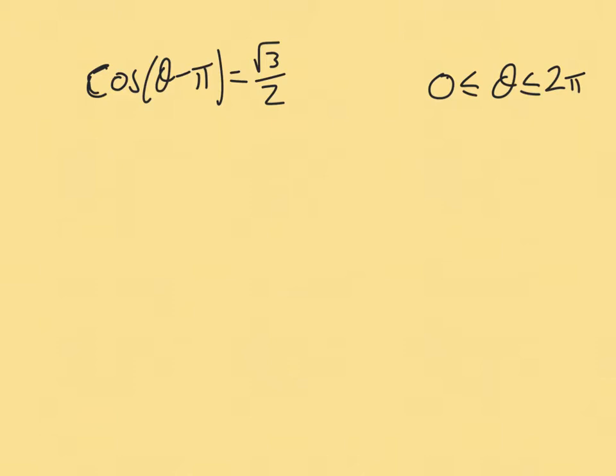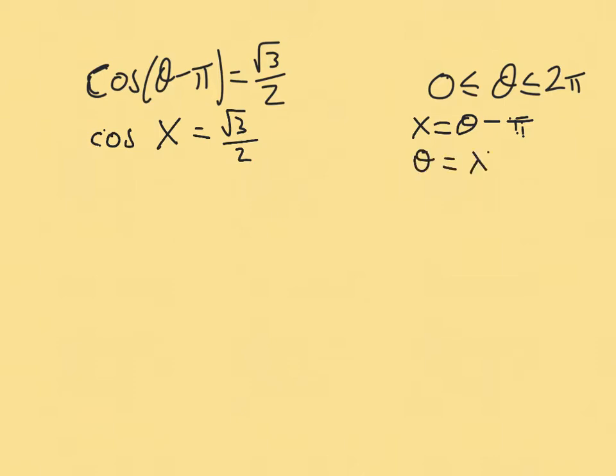Now we're going to change this. Our strategy is to change it to cos of x equals root 3 over 2, so we take away the complication. So, what does that mean? Well, x is equal to theta minus pi, and we can say theta equals x plus pi.